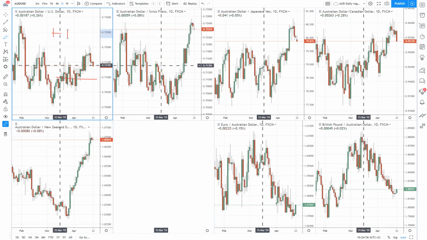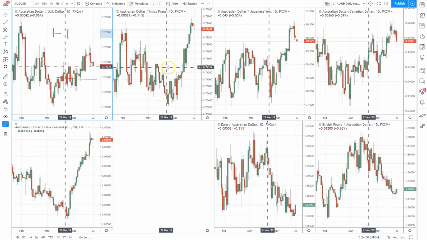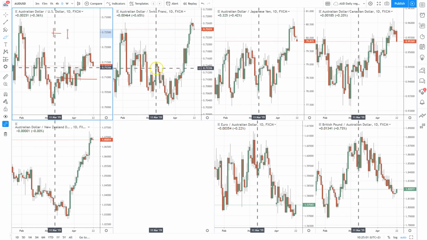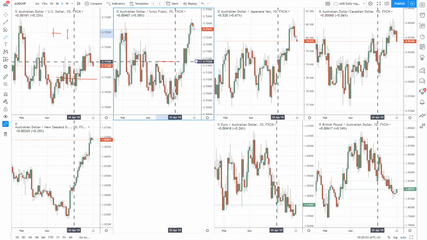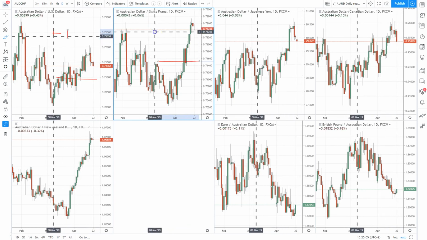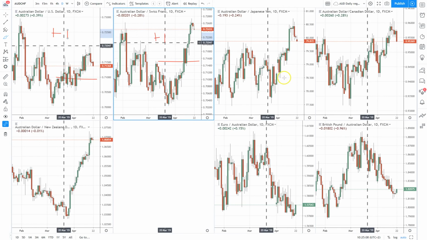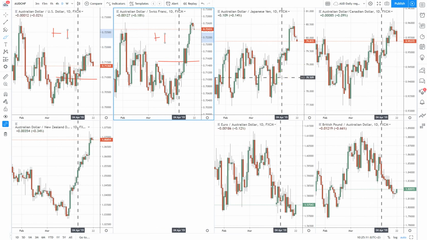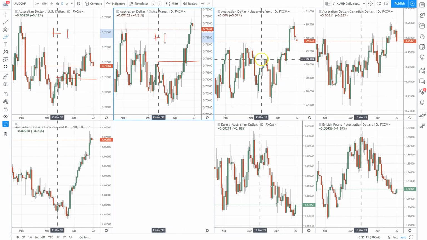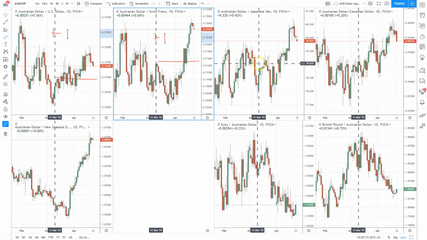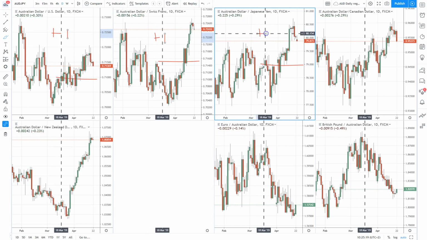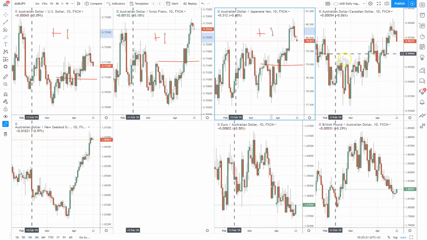Next up, Aussie Swiss franc. Where were we? Around here. Very clearly a +1 for Aussie Swiss. And Australian dollars, Japanese yen. We would be around here. So very clearly an upflow there as well, +1.